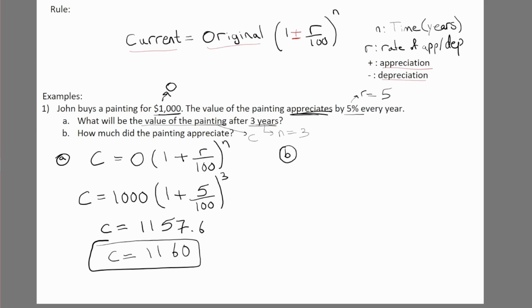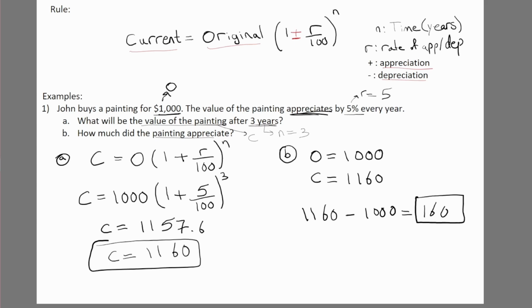Now, how much did the painting appreciate? So now we're being asked by how much the painting appreciated. We know that the original price of the painting was 1,000, and we know that the new current price of the painting is 1,160. So by how much did the painting appreciate? You would find that by subtracting. So you subtract 1,000 from 1,160 and you get 160. So the painting appreciated by $160. I hope this was clear. Moving on.